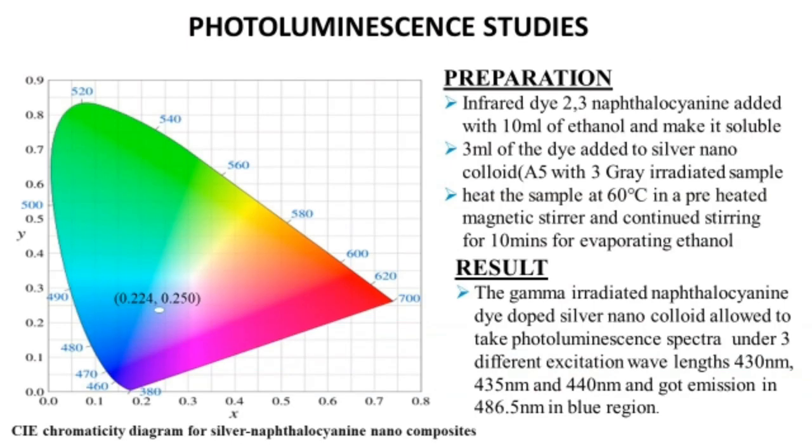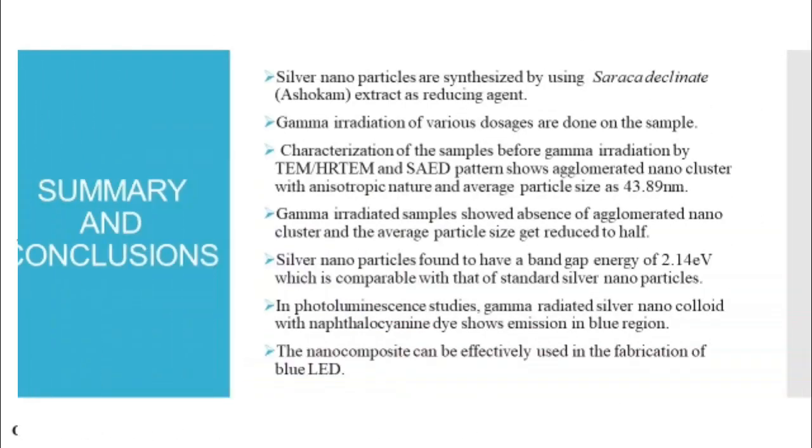The silver dye composite is prepared by the method given here. The photoluminescence studies give an emission at 486.5 nanometer, which is in the blue region. This result can be used in photoluminescent material fabrication.